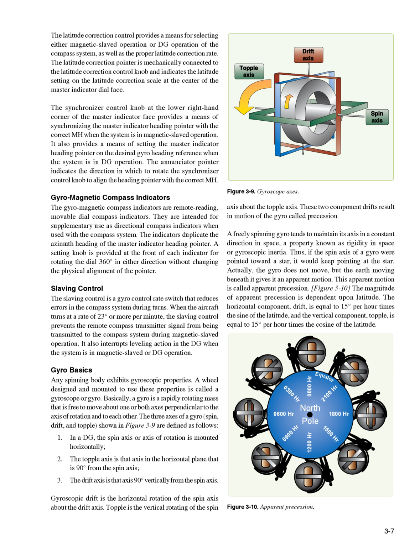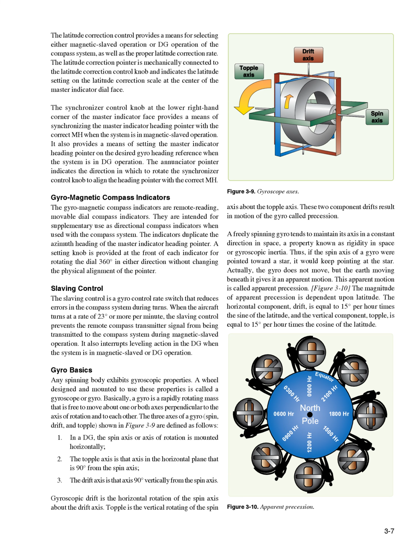Slaving control. The slaving control is a gyro control rate switch that reduces errors in the compass system during turns. When the aircraft turns at a rate of 23 degrees or more per minute, the slaving control prevents the remote compass transmitter signal from being transmitted to the compass system during magnetic slaved operation. It also interrupts leveling action in the DG when the system is in magnetic slaved or DG operation.